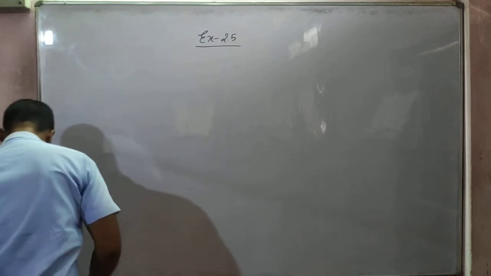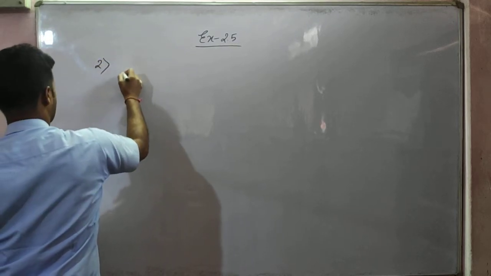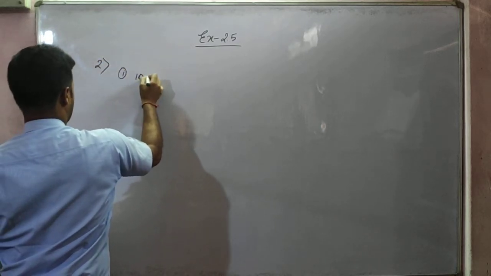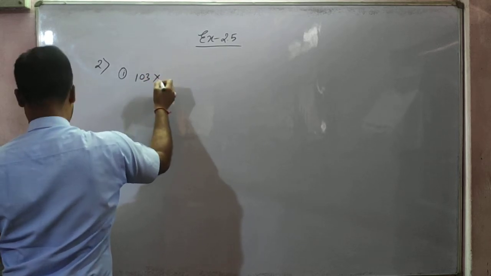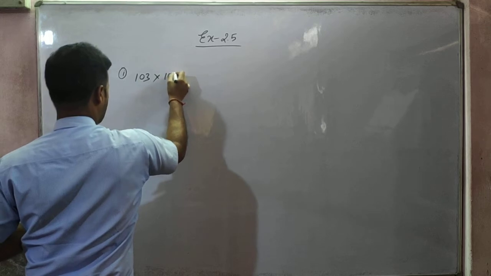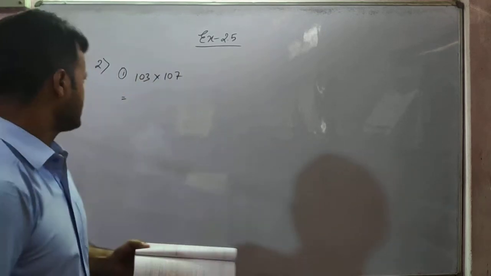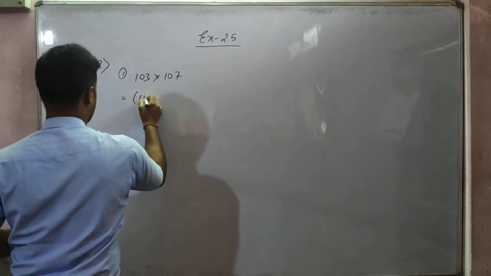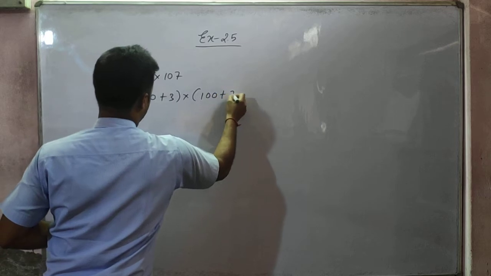Let us go to number 2 then. Number 2, number 1: 103 into 107. 103 means what? 100 plus 3. 107 means 100 plus 7.